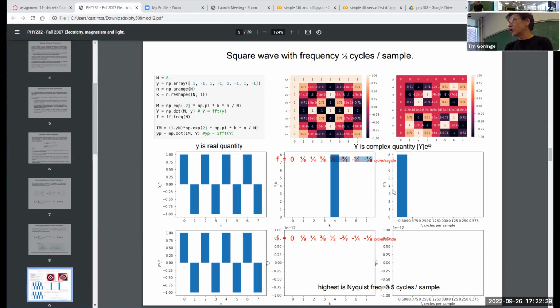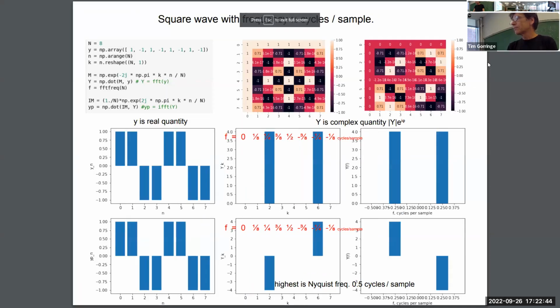So now I'll just show you quickly a few other cases. Now I've made the original signal, instead of having a period of 2 samples, have a period of 4 samples. So it's like 1, 1, minus 1, minus 1, repeating. Let's take a look at what we get in these plots. Again, this is the time domain data. I go to the frequency domain and then back to the time domain, and I check that I get back what I started with. So that's okay.